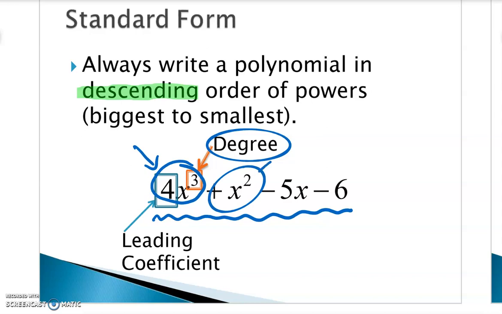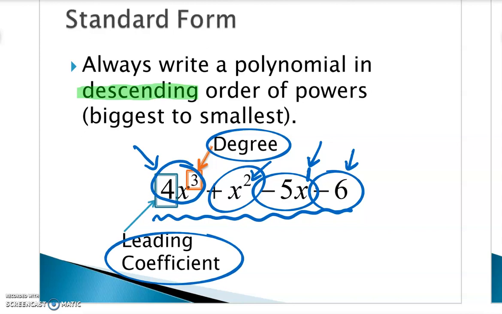You can see x squared will come next. Why? Because this is second degree, so that would come next. Negative 5x would come next. That's actually negative 5x to the 1st power. We just don't write the 1, so this would be considered first degree. And negative 6 is what we call a constant. That number just by itself, we always put at the very end. Notice how there's no variable. There's no actual degree to it. The leading coefficient is the coefficient that is attached to the highest degree. So in the beginning here, this monomial was the highest degree. The leading coefficient would be 4.